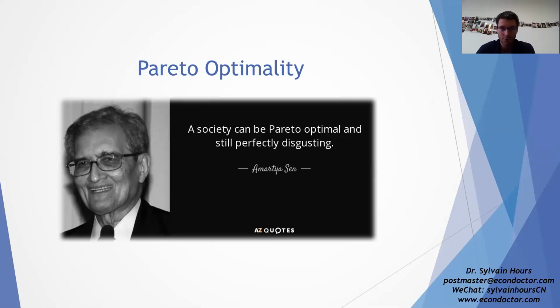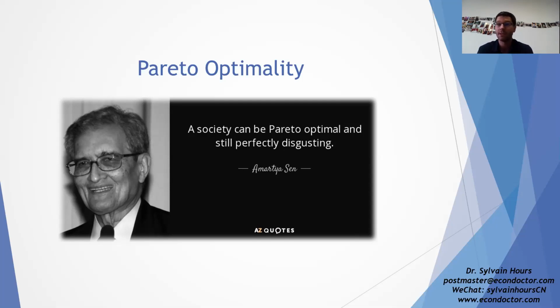A society can be Pareto optimal and still perfectly disgusting, which really is, and you can actually use that as an opening activity. You can ask your students whether they believe that achieving efficiency is always fair. If we have an allocation of the resources that is efficient, we achieve economic efficiency, then can we conclude that it is fair?